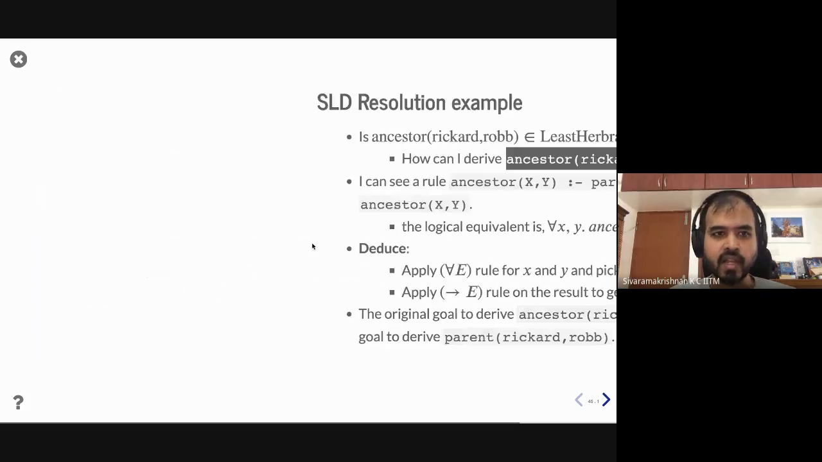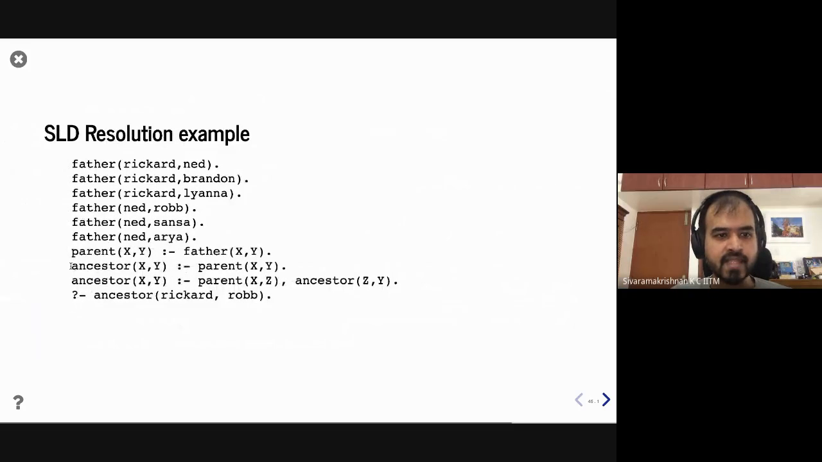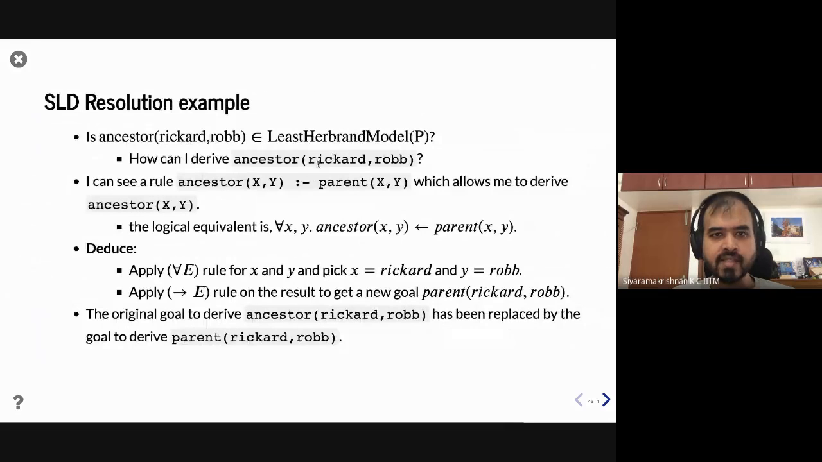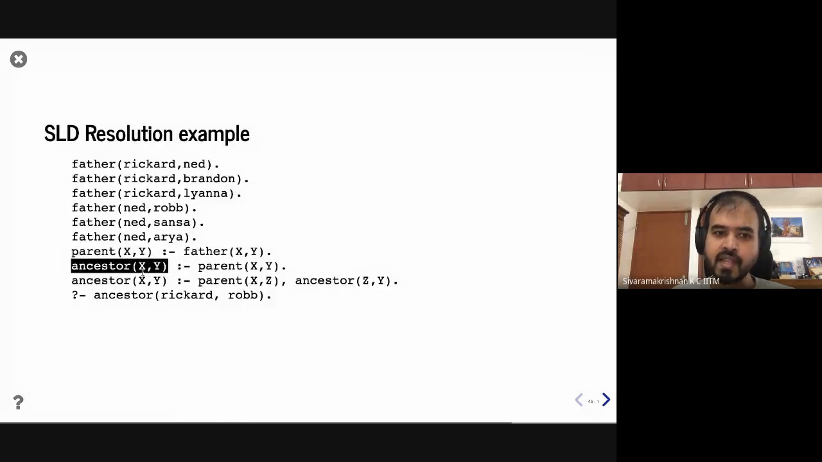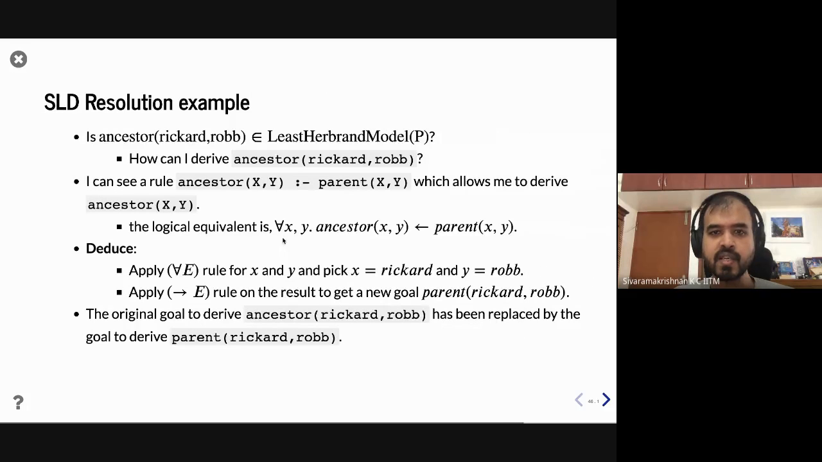It looks at this rule, right? SLD resolution looks at the rules that can be unified from top to bottom. So these are father, father, father, parent, parent, and it's looking at something that unifies with ancestor. The first thing that unifies with ancestor is this particular rule. So ancestor XY unifies with ancestor Rickard Rob, right? Okay, that unifies. So I can get ancestor Rickard Rob if I can show that Rickard is the parent of Rob. That's the way Prolog SLD resolution works.